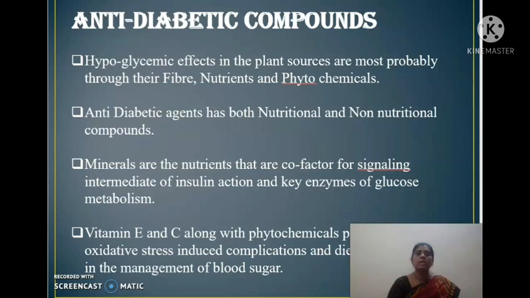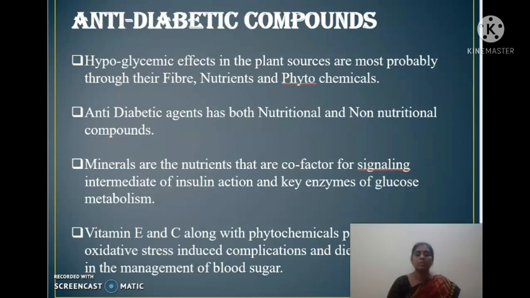Let's see about anti-diabetic compounds. Hypoglycemic effects in the plant sources are most probably through their fiber content, or the nutrients present in the food, or the phytochemicals present in the food. Anti-diabetic agents have both nutritional and non-nutritional compounds. Minerals act as cofactors for signaling the intermediate of insulin action and as key enzymes of glucose metabolism.